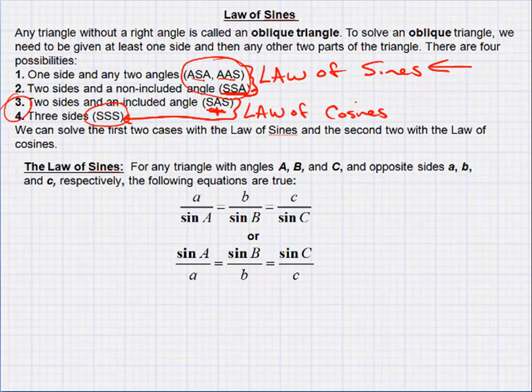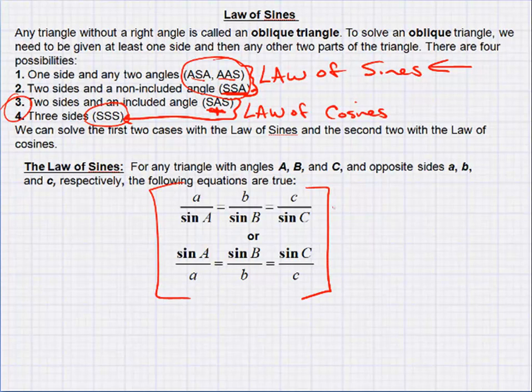So if we're looking at the law of sines, the law of sines is a set of equations that really is a proportion. And a proportion is when you have a fraction equal to a fraction. Well, what we have here is really three fractions equal to one another. And the fractions are based off of the sides and the angles. So it's a ratio of the sides and the angles to create this law of sines. So these formulas right here are the law of sines.